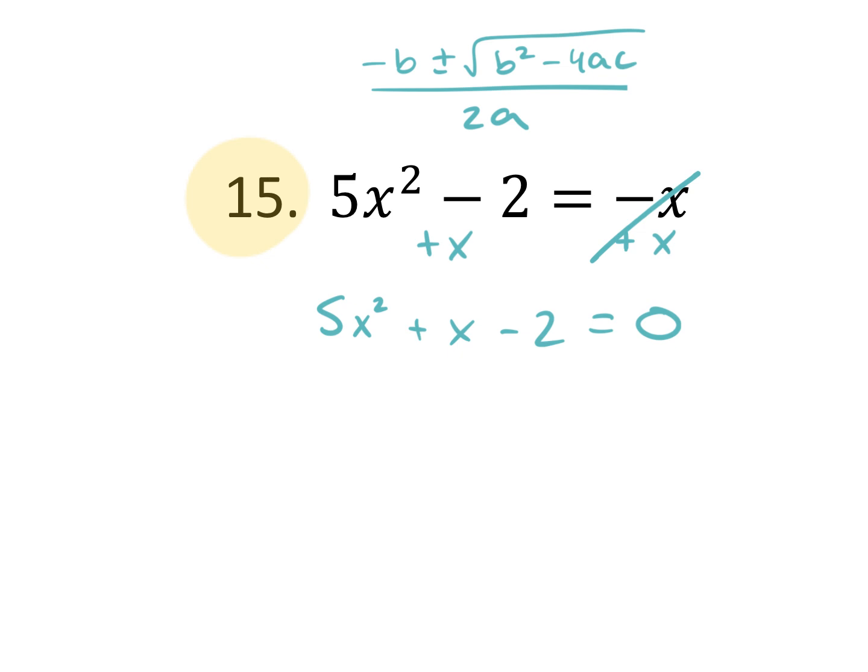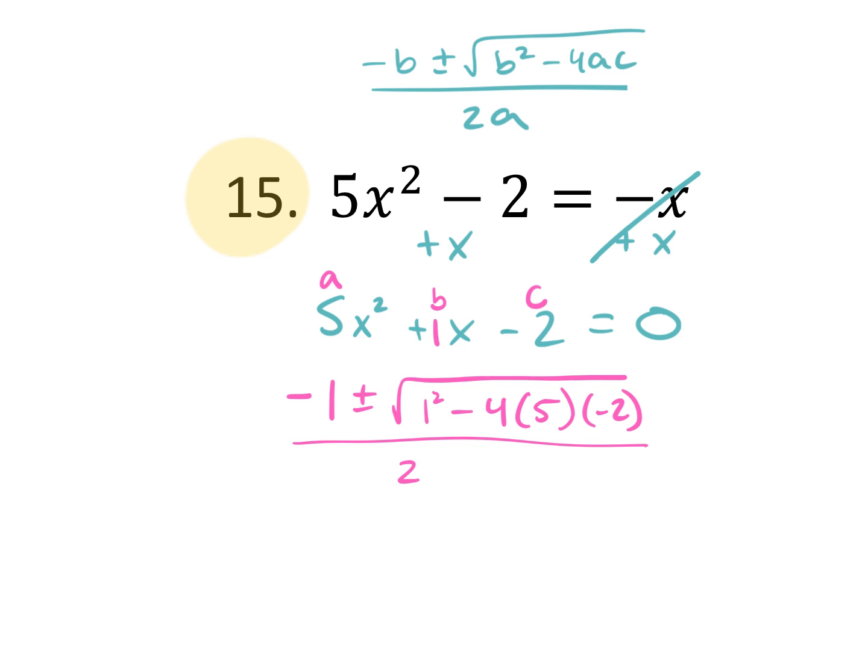So what's our a? A is 5. What's b? 1, and c would be negative 2. So let's plug that all in. We have negative 1 plus or minus the square root of 1 squared minus 4 times 5 times negative 2 over 2 times 5.